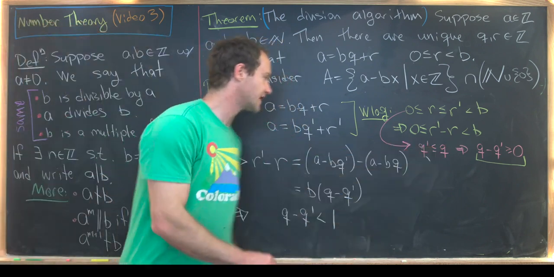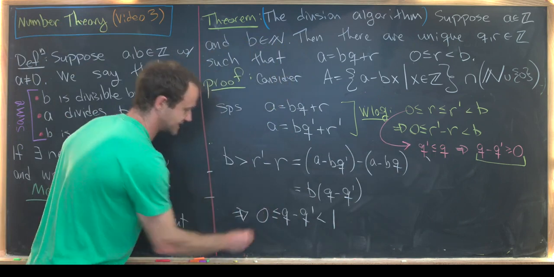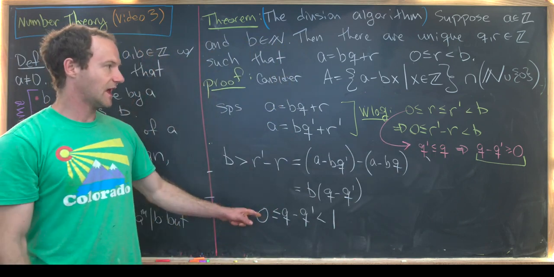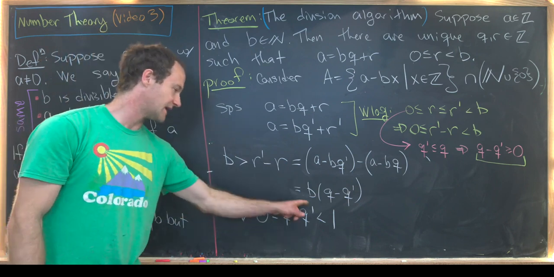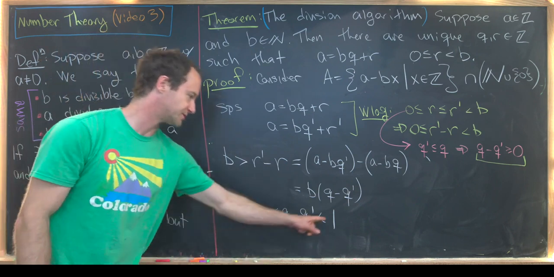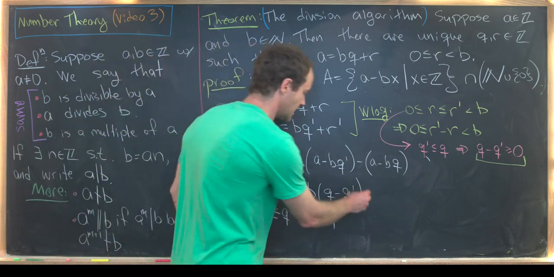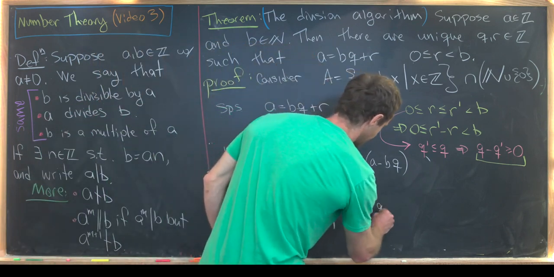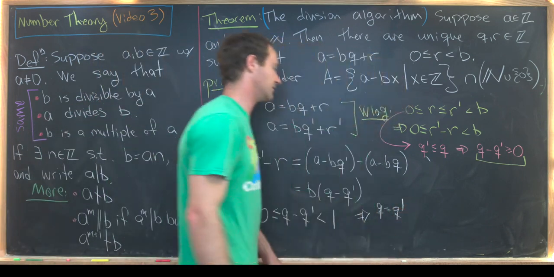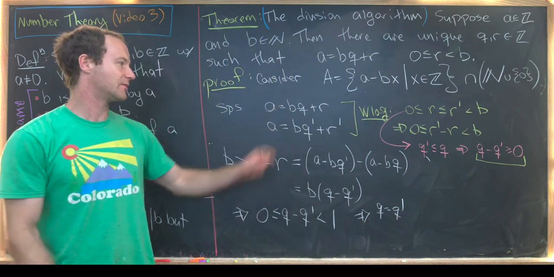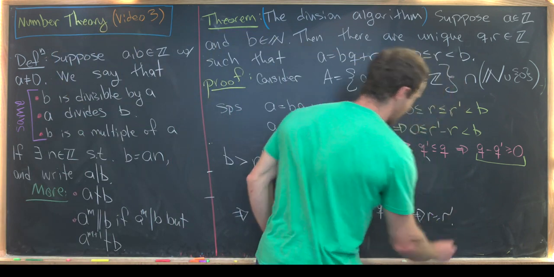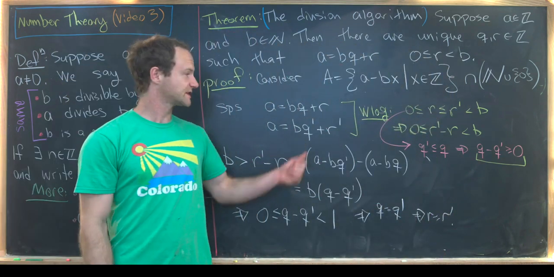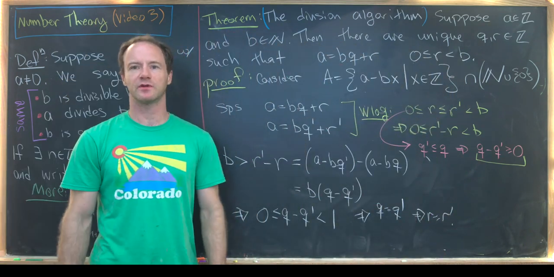But then this over here said that it was bigger than or equal to 0. And recall that they're both integers. So we've pinned a difference of two integers between 1 and 0, but that means it's equal to 0. So we've got Q is equal to Q prime. But then pushing that up through the rest of the equations, that tells us that R is equal to R prime as needed. Okay, so let's get rid of this, and I'll leave you guys with a couple of exercises to practice these ideas.